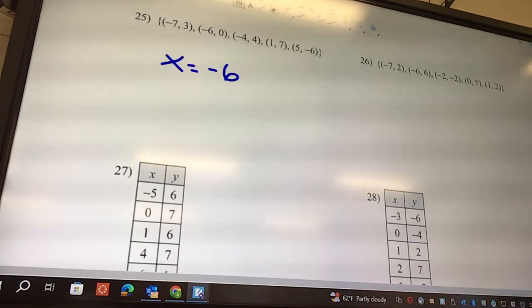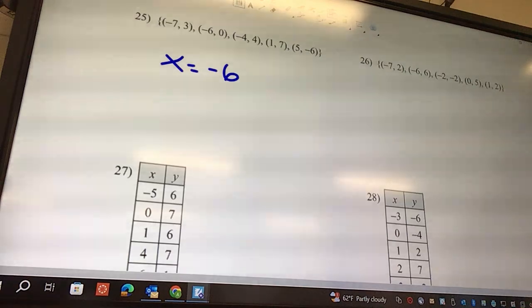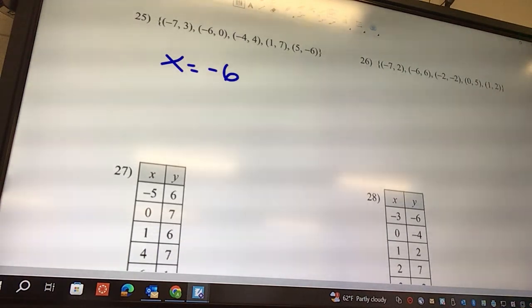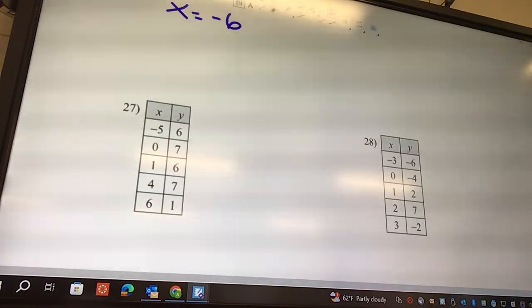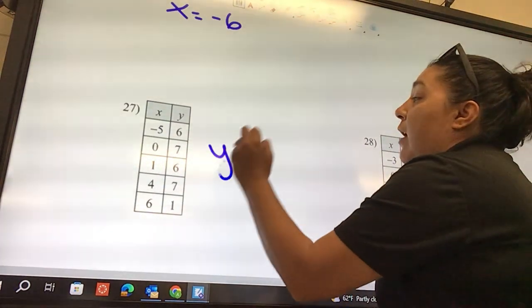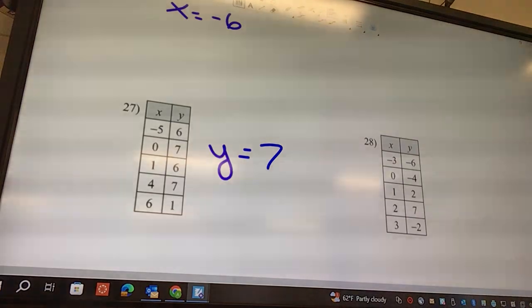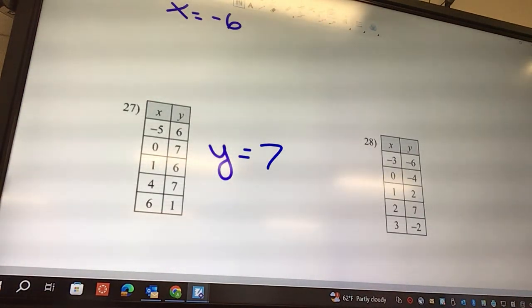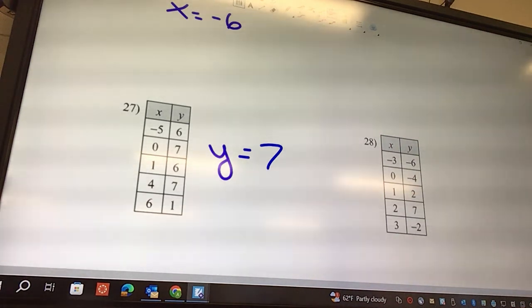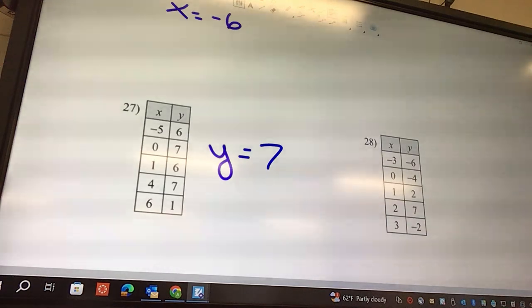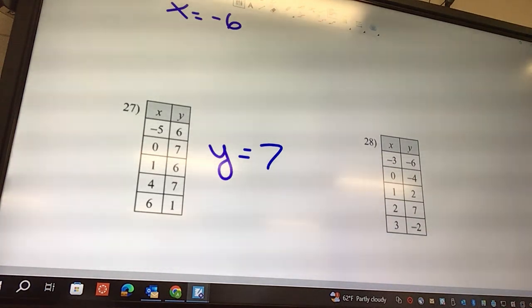Okay, 27. Are there any zeros? Yeah, it's 0, 7. So is that going to be an x or a y? That's going to be a y. So it's going to be y equals 7. Okay, 29 and 30 we crossed off.